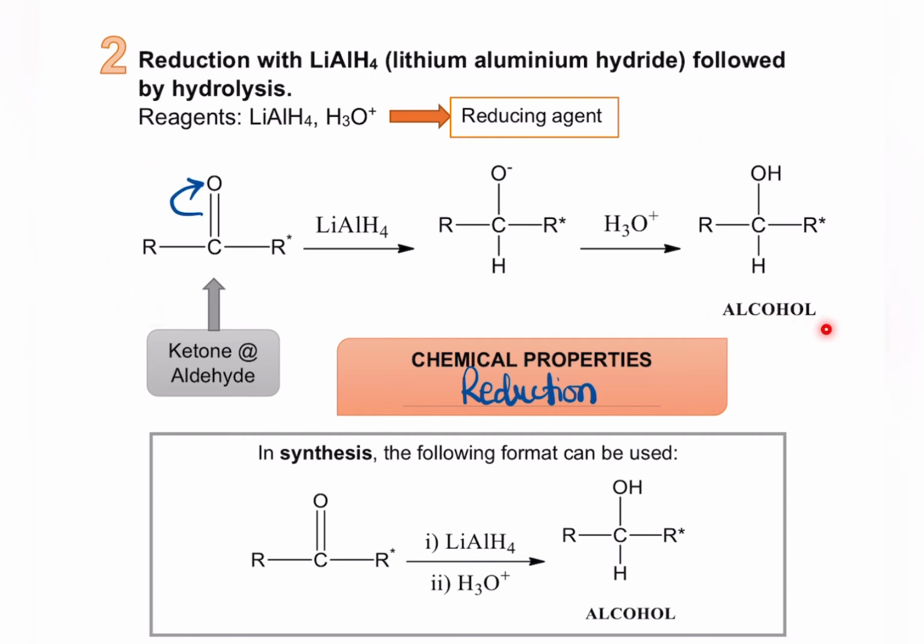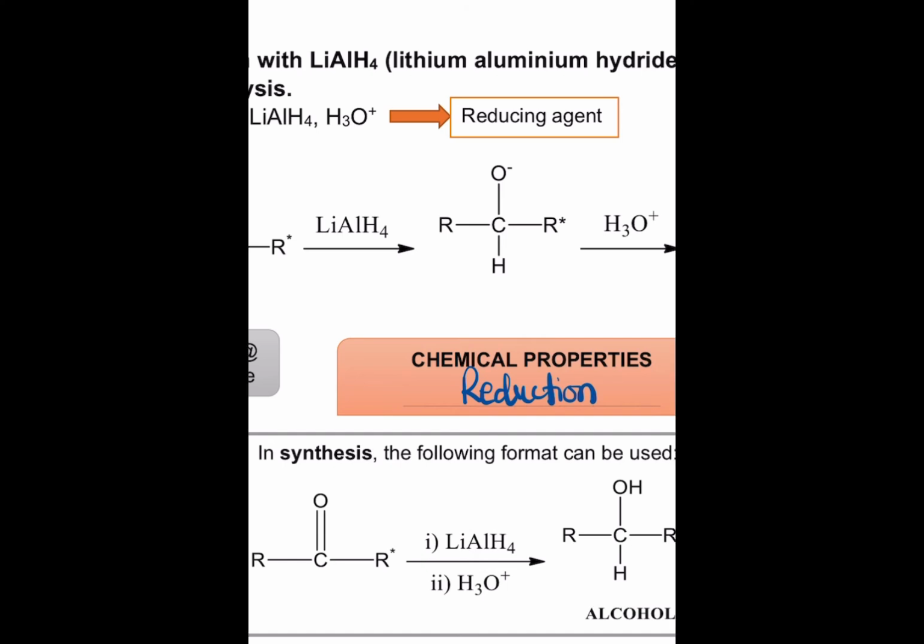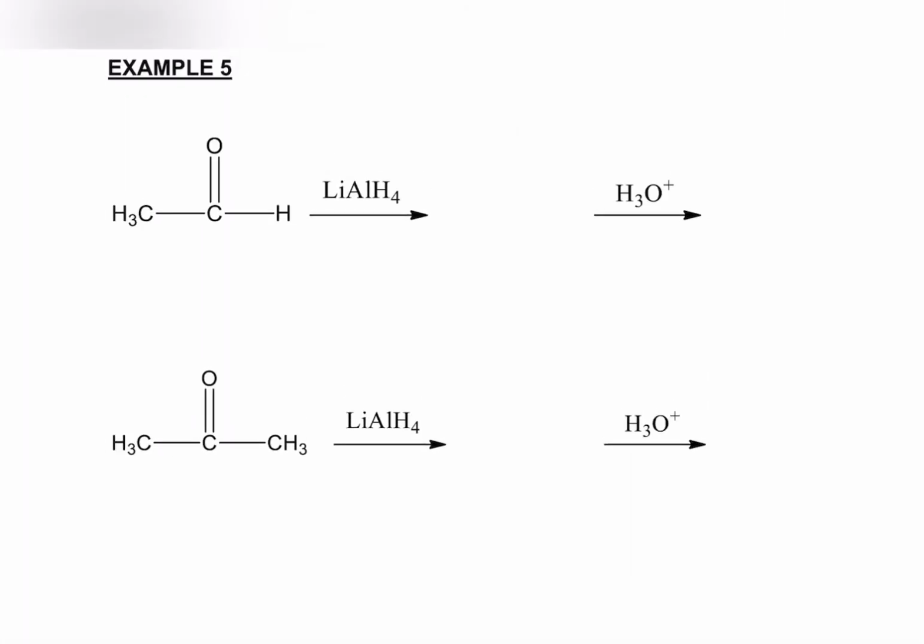But if the question asks you to write in synthesis method, you can use the following format. You have your carbonyl compound, which reacts with first step 1, LiAlH4, and second step 2, H3O+. You have to separate them on the top arrow and on the bottom one, and you will form the final product, alcohol. This form can only be used in synthesis questions. Now let's try a few examples. I'm going to teach you how to answer this one.